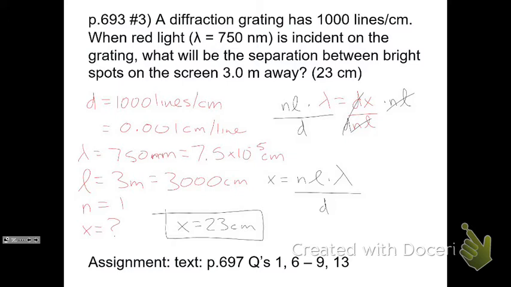Say if it had every other one, then n would be 2. If the question was what is the separation between 2 bright spots, here's a bright spot, and then in total, if it was between 2 bright spots, then our n would be 3. Okay, good questions.